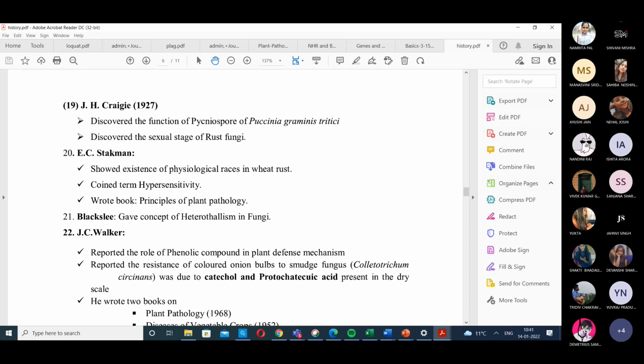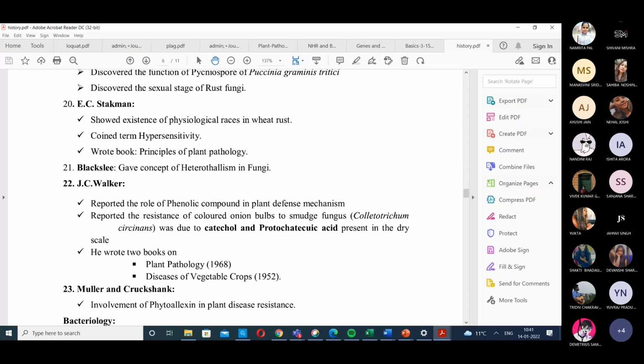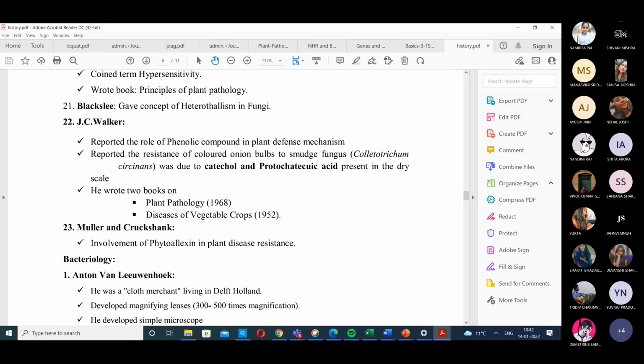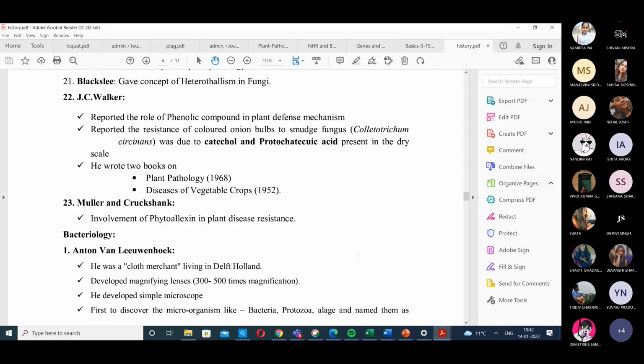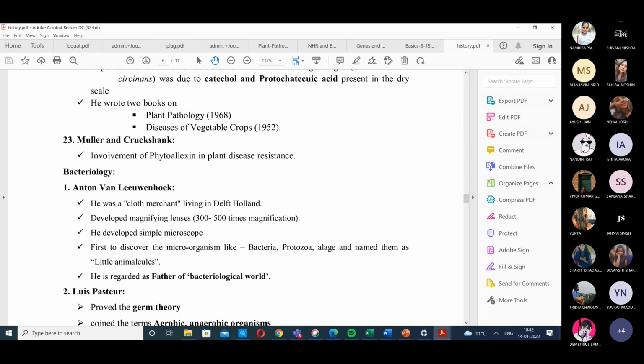Then Blakeslee, he gave the concept of heterothallism in fungi. Then we had J.C. Walker. He reported the role of phenolic compounds in plant defense mechanisms, right? So he worked towards the resistance or plant defense mechanisms which the plant uses against the pathogen. He wrote two books, Plant Pathology and Diseases of Vegetable Crops, right? Then we have Müller and his co-worker, who were involved with phytoalexin in plant disease resistance. So these are certain compounds which are produced in a plant which help in disease resistance, right?